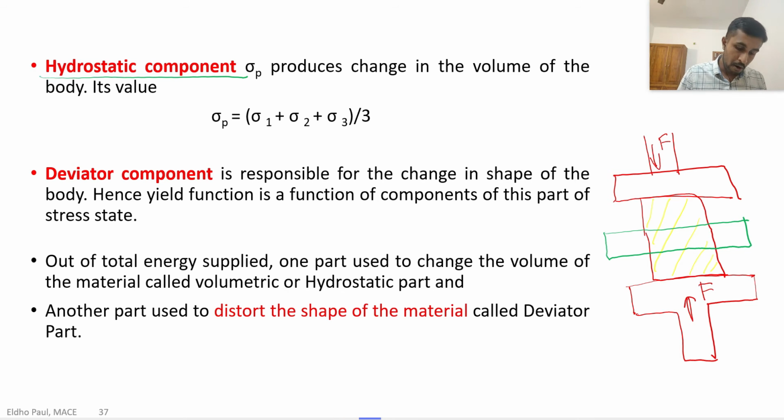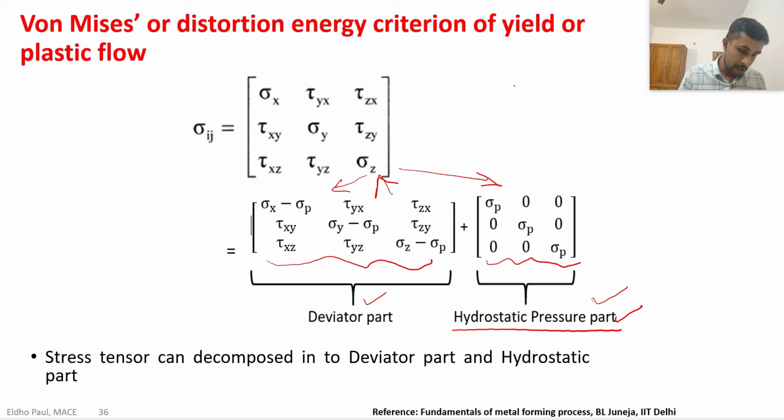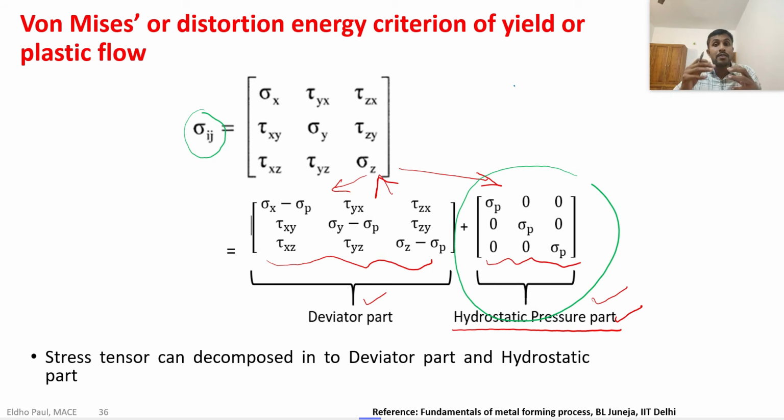Out of the total stresses on a point, sigma ij, one part of the stress, the hydrostatic component, is used for changing the volume of the component. This part is not used for changing the shape of the component. But for deformation, we have to change the shape. Then only can we deform a raw material into a particular product.